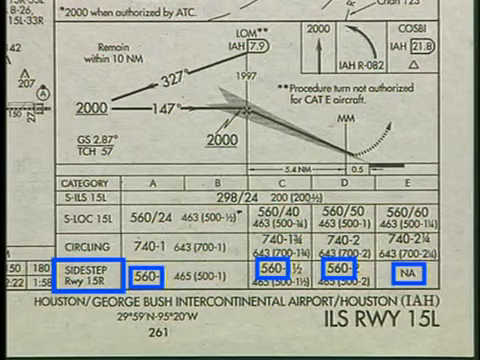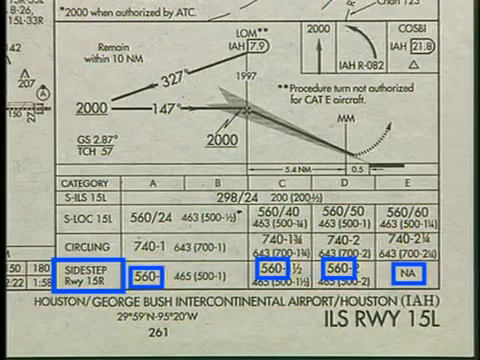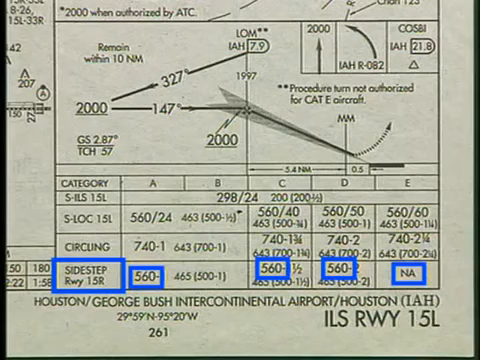For all categories except E, you can descend to 560 feet on the approach to runway 15 left and then sidestep to runway 15 right for a landing, assuming the sidestep runway environment is visible and you have a clearance to land on runway 15 right. A sidestep is not authorized for Category E aircraft.